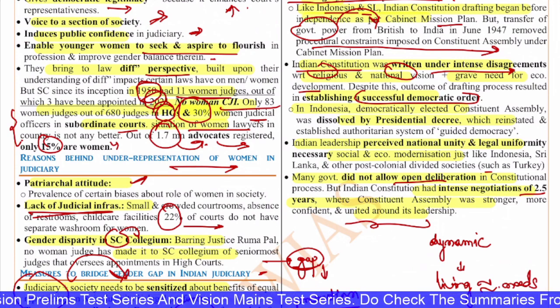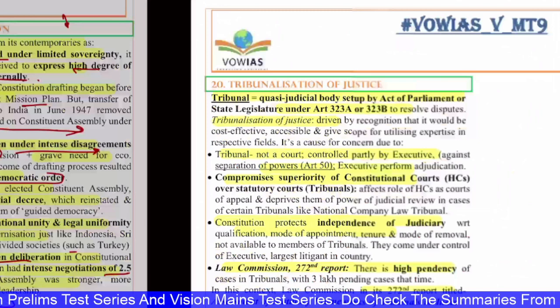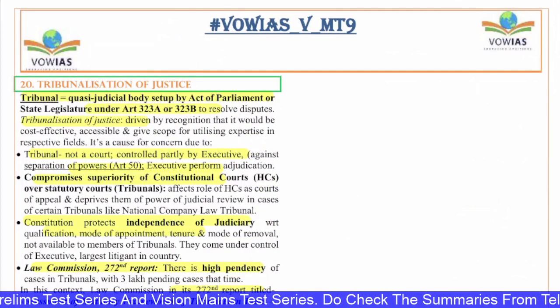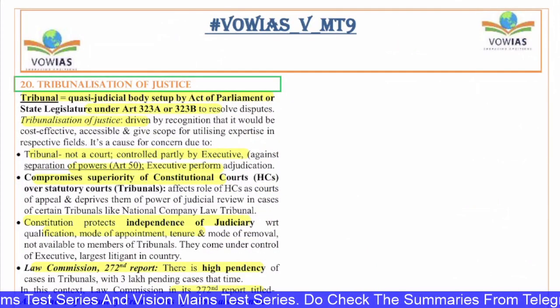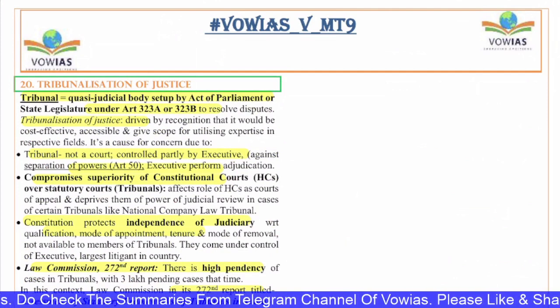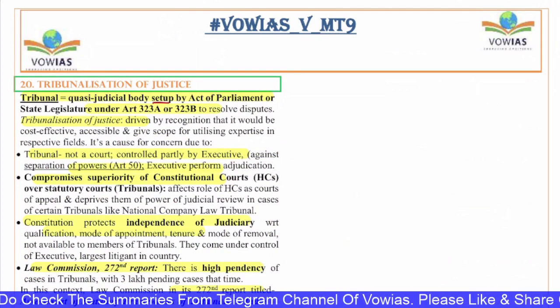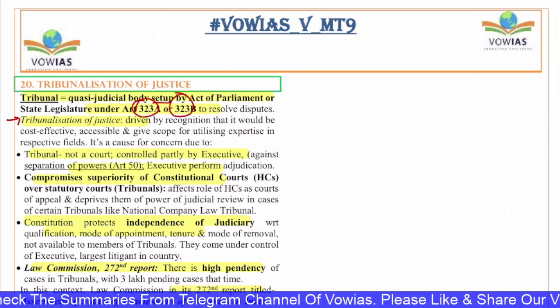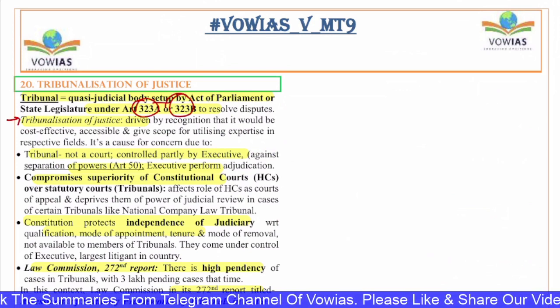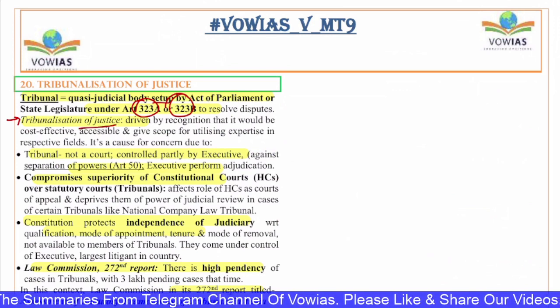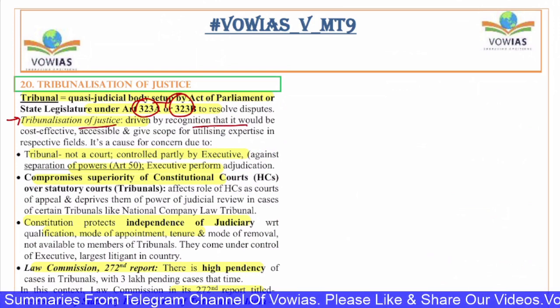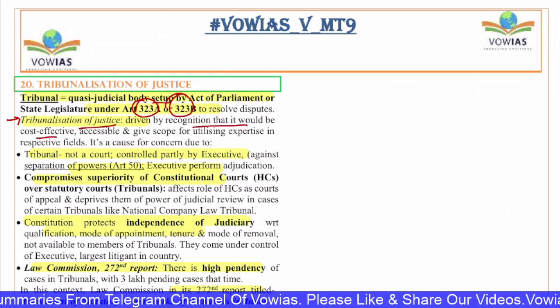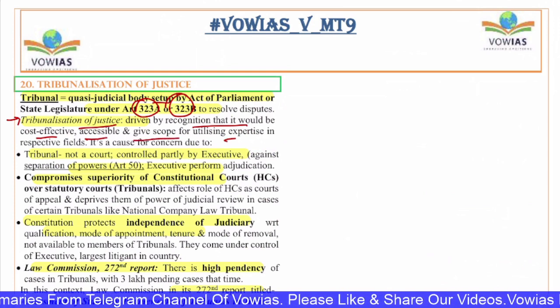Now let's look at the next question, the 20th question, which is tribunalization of justice. A tribunal is a quasi-judicial body set up by an Act of Parliament or state legislature under 323A or 323B to resolve disputes. Tribunalization of justice is driven by the recognition that it would be cost effective, accessible, and gives scope for utilizing expertise in the respective fields.